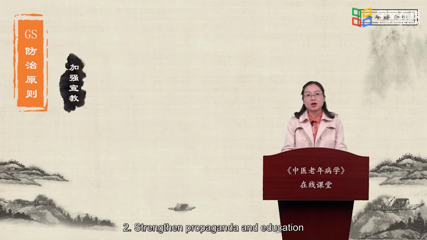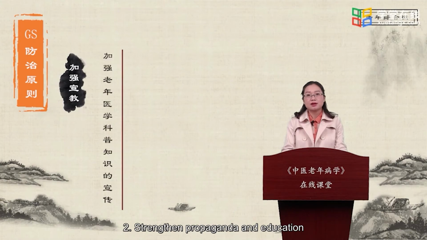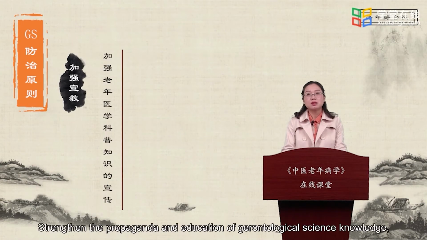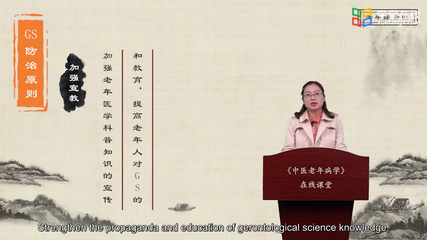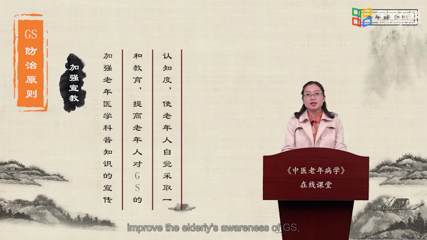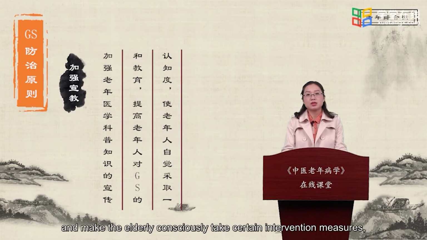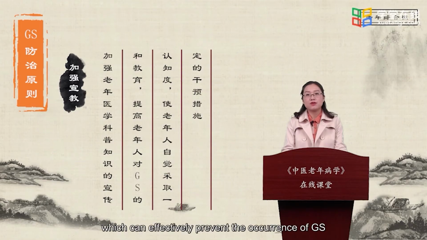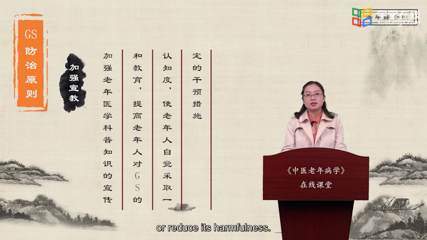Second, strengthen propaganda and education. Strengthen the propaganda and education of gerontological science knowledge, improve the elderly's awareness of GS, and make the elderly consciously take certain intervention measures which can effectively prevent the occurrence of GS or reduce its harmfulness.